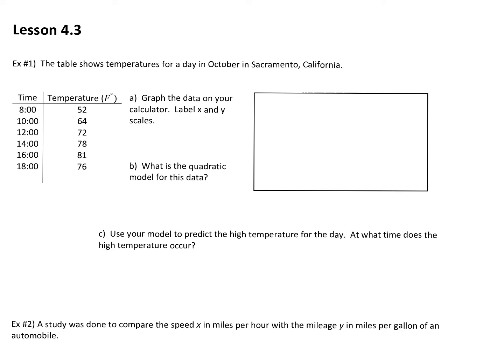Here's what it says. The table shows temperatures for a day in October in Sacramento, California. Okay, and they use military time here. Why do you suppose they use military time for a problem like this? 12 and 1. Right, when you jump from 12 to 1, if you think about that on a graph, if we're gonna plot 12 and then 1, all of a sudden it's like, oh, we were moving this way. Oh, we gotta drop down to 1 and start all over again. Doesn't make a lot of sense. So they use military time so that as the time is increasing, your number is increasing, right?